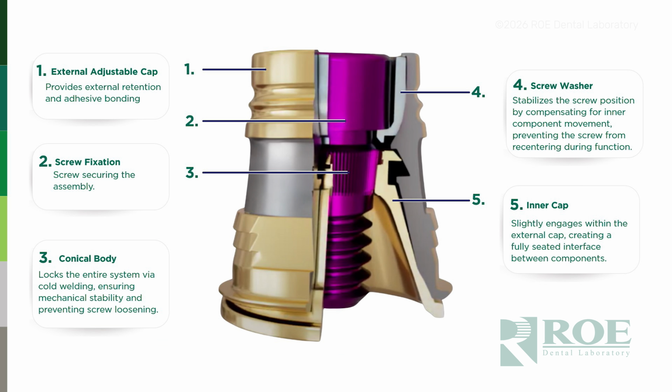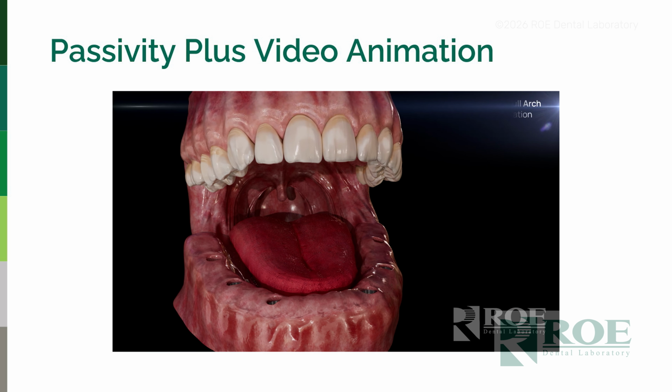You see you've got this external cap, which is going to be glued inside the bridge or the metal. It can be monolithic or even into the metal. You've got that special screw, that purple screw through the middle. You've got this conical abutment or body, which whenever the inner cap is screwed down onto the top of the MUA and the outer or the adjustable cap goes over the top, it cold welds or locks into place. So here's a little video that helps try to explain it.